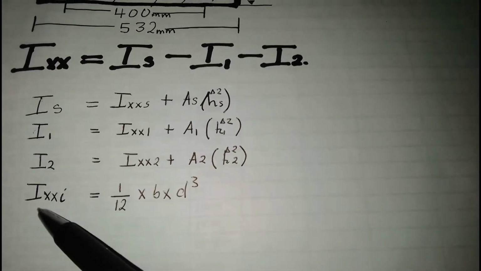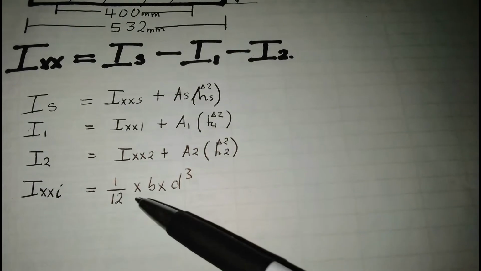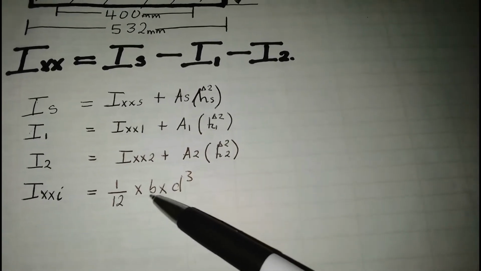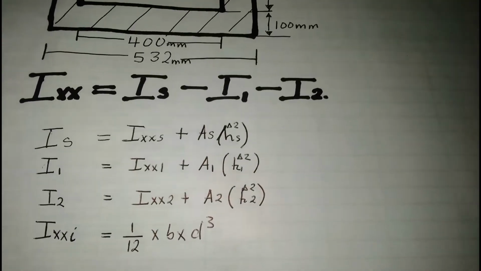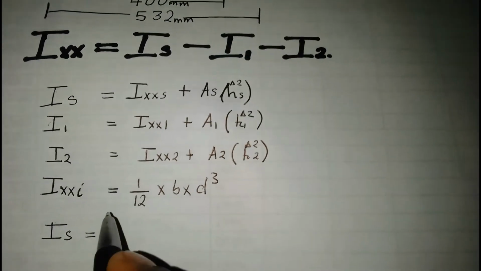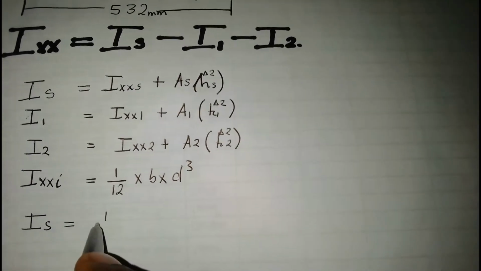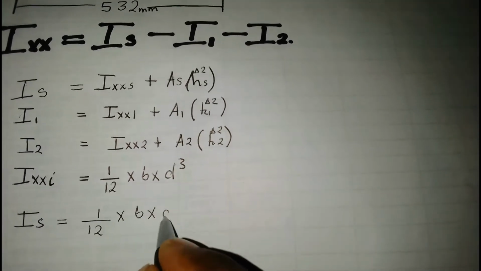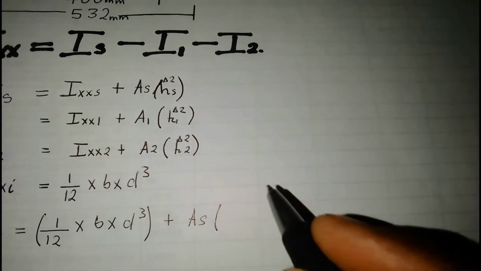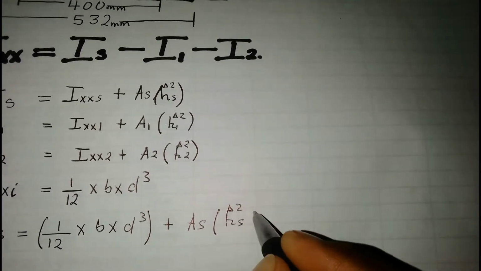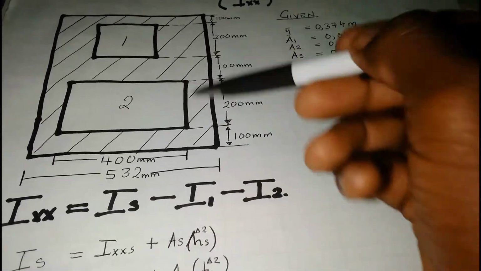For each of the Ixx's that we are going to calculate here, we've got this special formula, which says 1 over 12 B D cubed, where B is the base of the material we are going to calculate, and D is the height, which we're going to cube. So let's move on. For Is, we say it's equal to, for the individual Ixx, 1 over 12 multiplied by the base and the height cubed, and we're going to add As times the difference squared, between the centroid and the distance from the base to the center of this material.